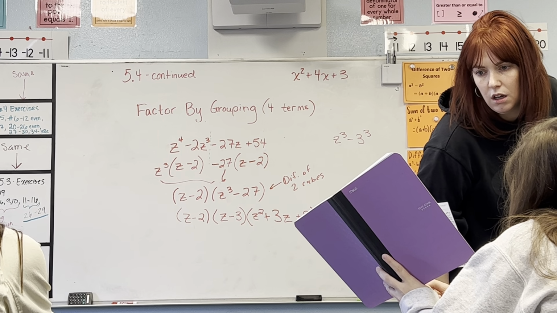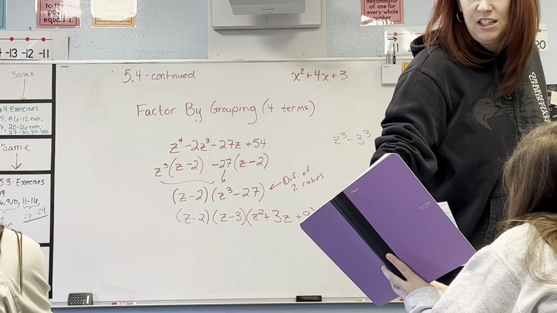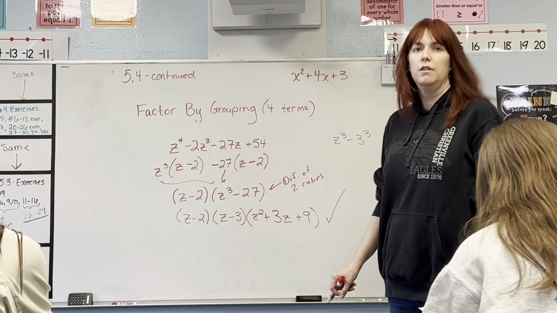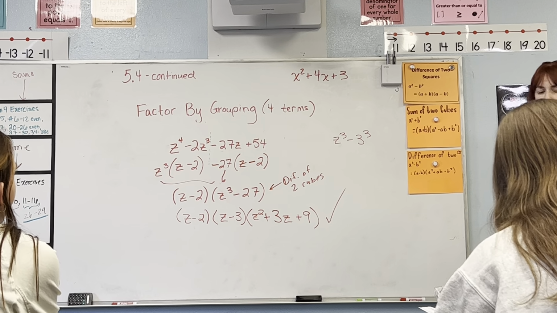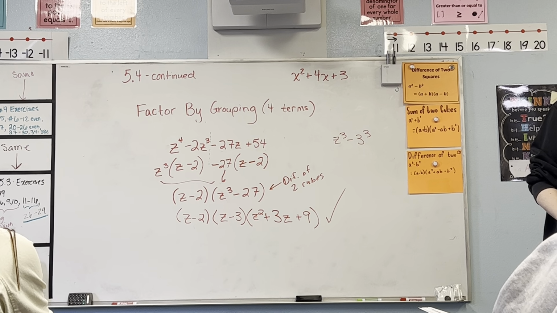Yeah. The z to the cube is your A, and then negative this is 27 cubed. The cube root of 27 is 3, and that is the other B. I don't think you got that, okay.